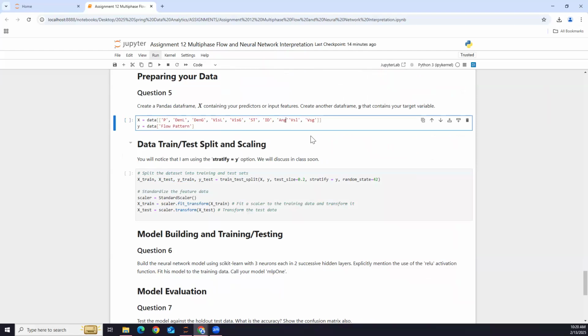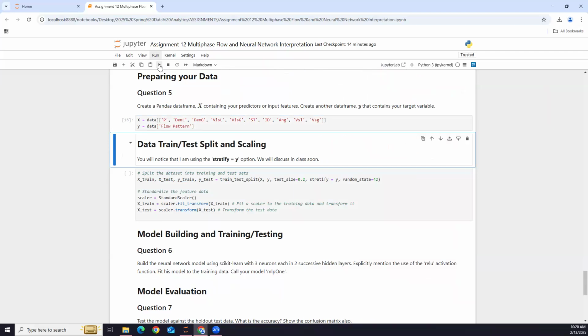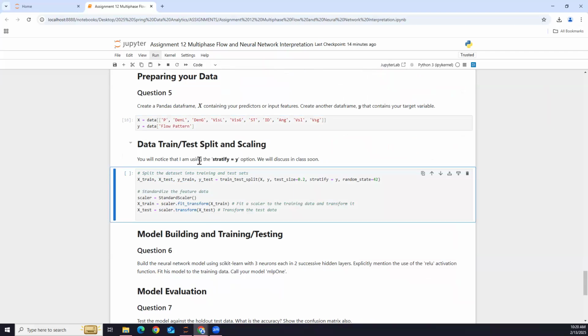So the angle goes here. All right. So we did that. And first things first, we're going to be using a training and a test split.